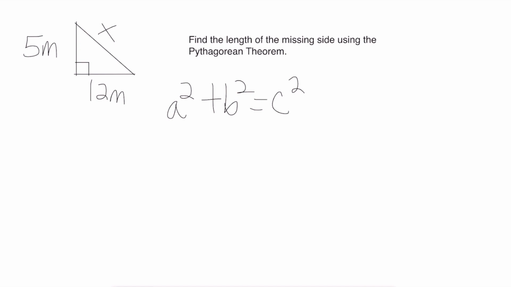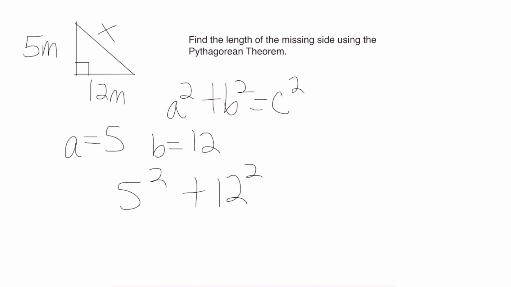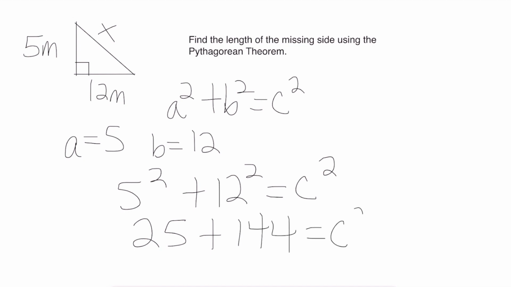So in this case, we know that a equals 5, b equals 12, and we're asked to find the length of the hypotenuse. So plugging in our known variables, we will find that 5 squared plus 12 squared equals c squared. So 25 plus 144 equals c squared. So c squared equals 169.